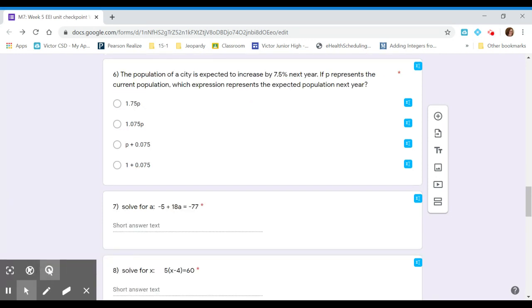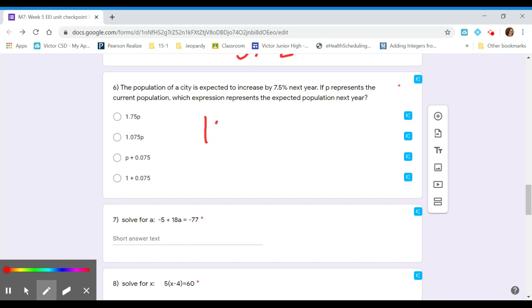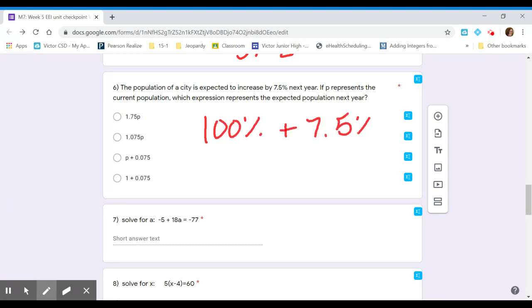Number 6, these always give us a problem here. Remember, we start at 100%, and if we increase by 7.5%, we're going to be at 107.5%. And the one that reflects that is 1.075p. So 107.5% of the population. A popular answer was the first choice, but that would be a 75%. 0.75 is 75%.